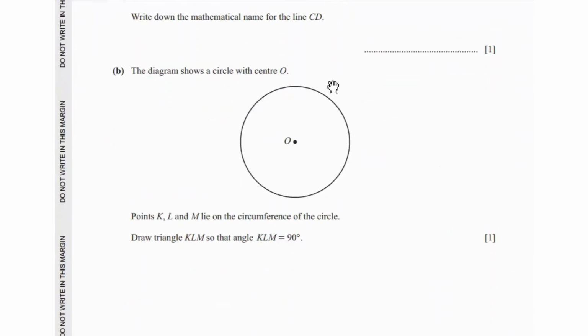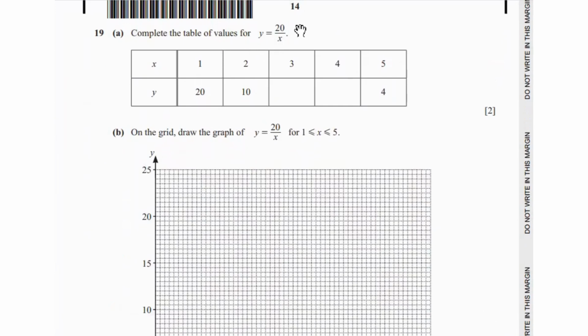Then the diagram shows a circle with center O. Points K, L, and M lie on the circumference of the circle. Draw a triangle KLM so that the angle KLM is 90 degrees. So if it's 90 degrees, that means one length of the triangle is the diameter, because angles in a semicircle have a 90-degree angle for the vertex that's on the circumference. So this is going to be your triangle. This angle is going to be 90. This is going to be L. This is going to be K, and this is going to be M. That's your triangle.